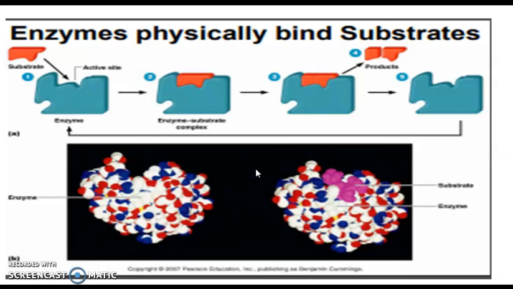Enzymes physically bind substrates. This is the enzyme, and this is the active site of the enzyme, the area where the substrate binds. The enzyme and substrate form a complex, and then this results in the production of products. Again, the enzyme is reverted back to take up other substrates. So this is the picture of enzymes.